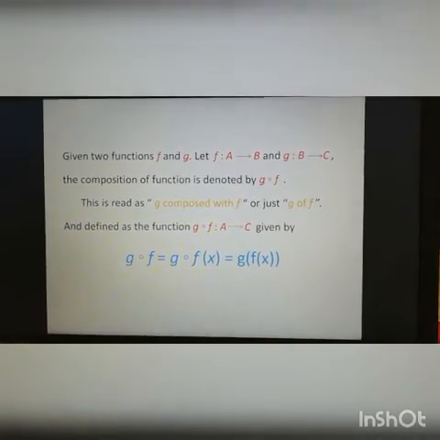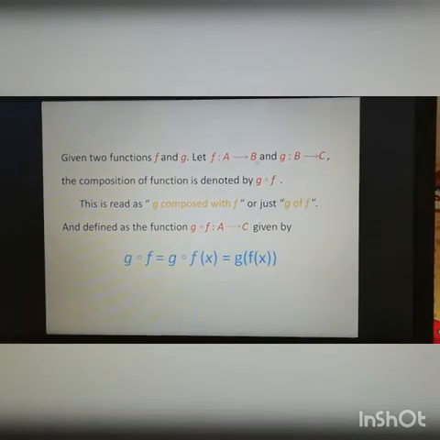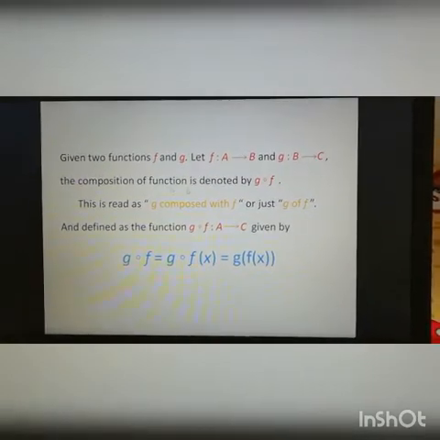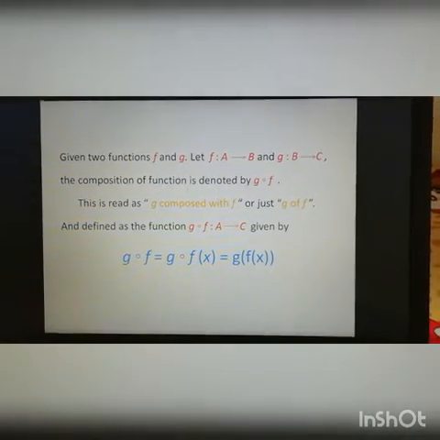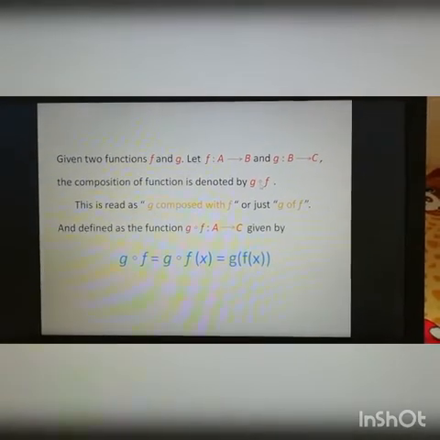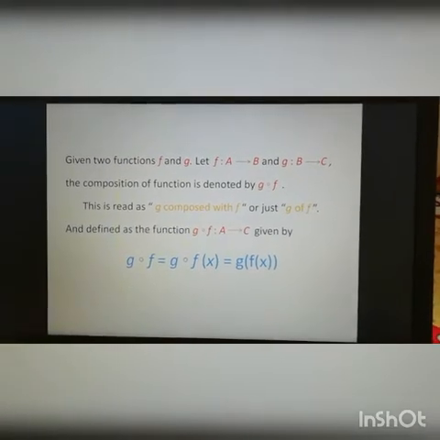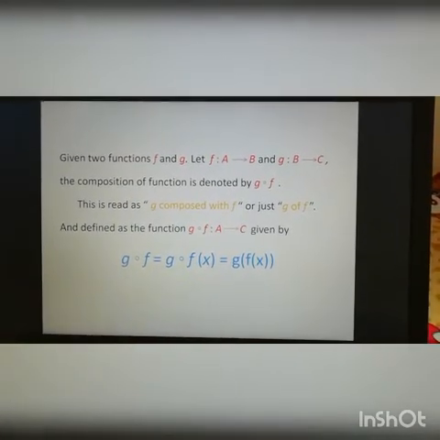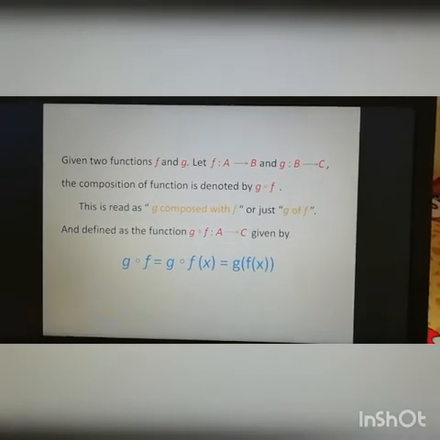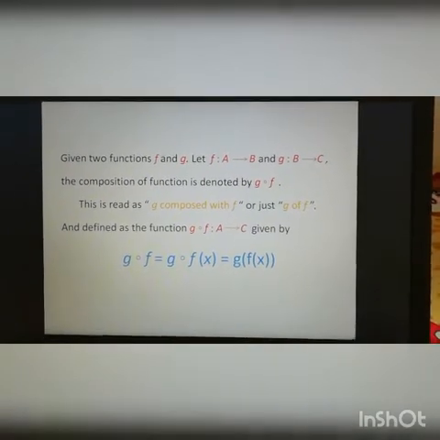Consider two functions, f and g, where f is given from A to B and g is given from the set B to C. Then the composition of the functions is denoted by g∘f. This hollow circle is not the alphabet O or the number 0. It is a hollow circle and is read as "of". That is g of f, which is nothing but g composed with f.